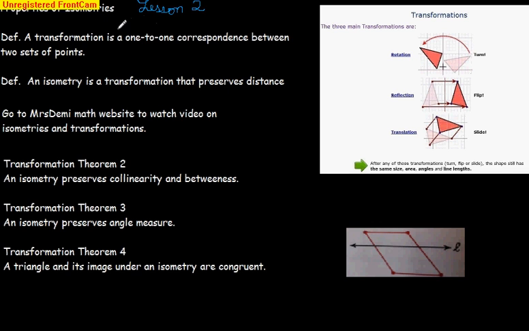So what is an isometry? First of all, we have to talk about the definition of a transformation. In lesson 1, we did reflections. In this lesson we're going to do isometries, which has to do with transformations. Over here I have this diagram. Here are the 3 main transformations.